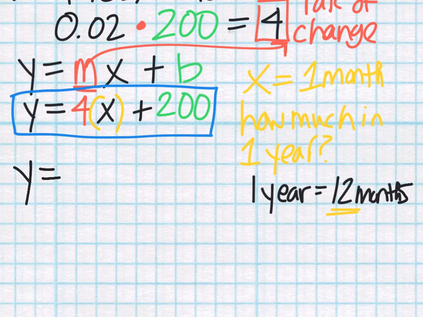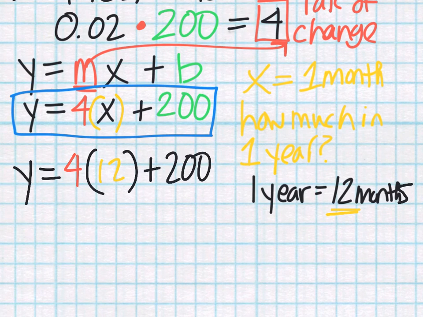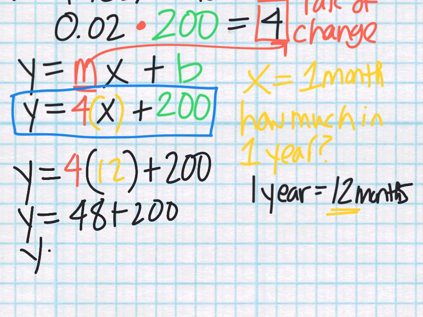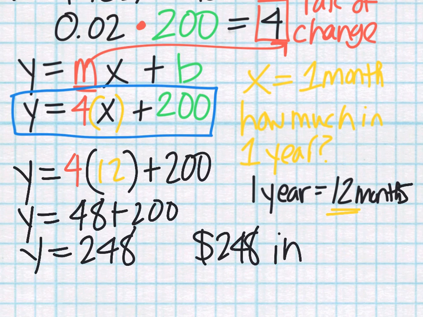So let's see what we get. y equals 4 times 12 plus 200. So 4 times 12 is 48 plus 200. So it looks like after 1 year, she's going to have $248 in her account.